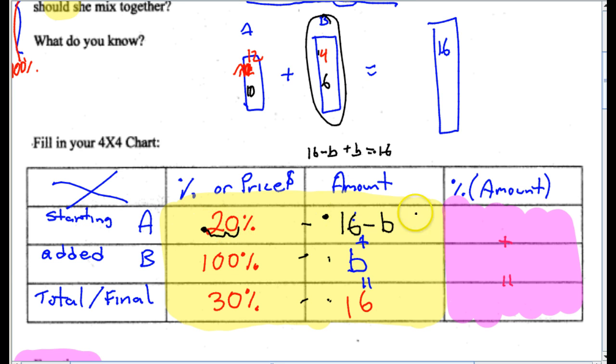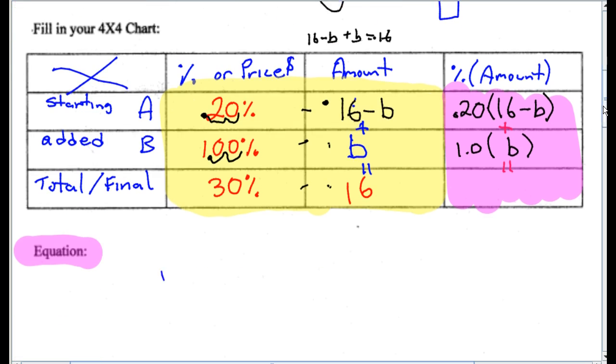So move that decimal point. So this is 0.20 and the amount in parentheses. And it's just these two to the left of it, combined by multiplication, so I use parentheses. 100%, what's 100% as a decimal? 1.0. And the amount of P on this one?